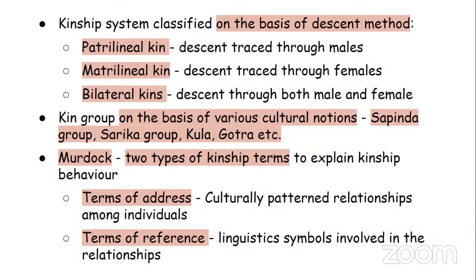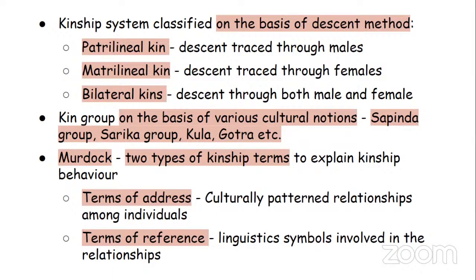Then there are also some classifications or kin groups based on various cultural notions, like Sapinda group, Sarika group, Kula, Gotra. So these classifications are based on different cultural notions. Among these, Sapinda we discussed yesterday. So these kinds of kinship classifications are based on various cultural peculiarities, we can say.